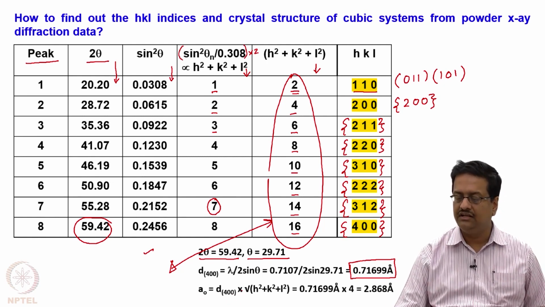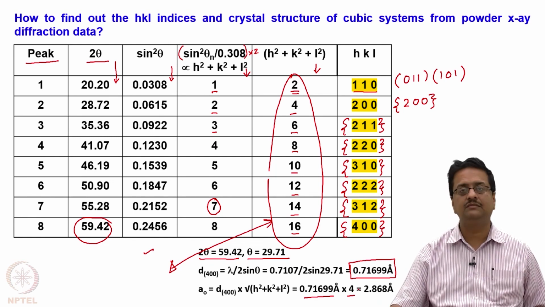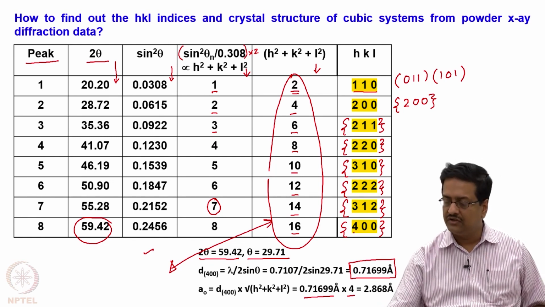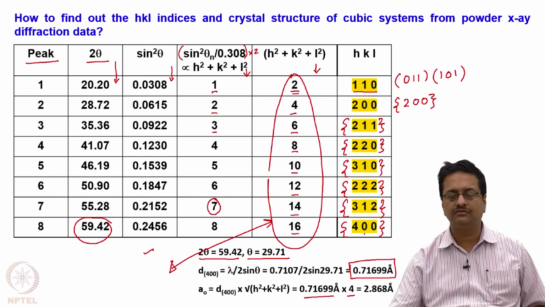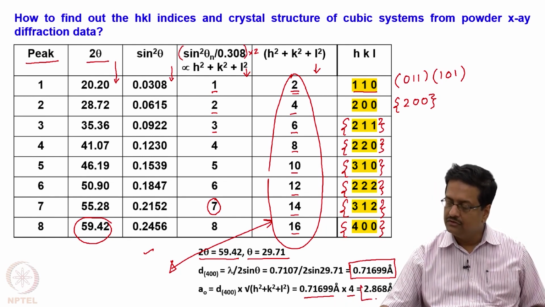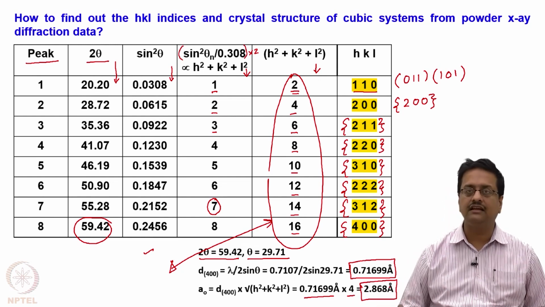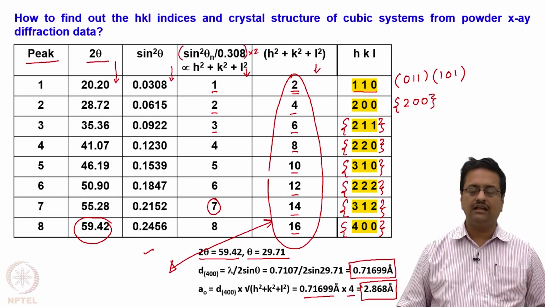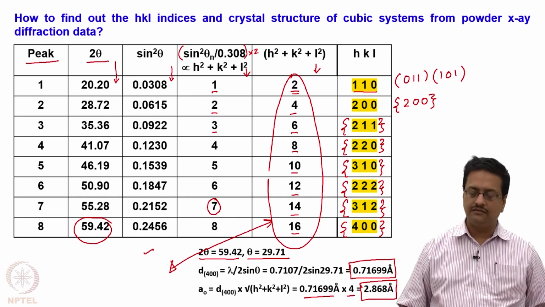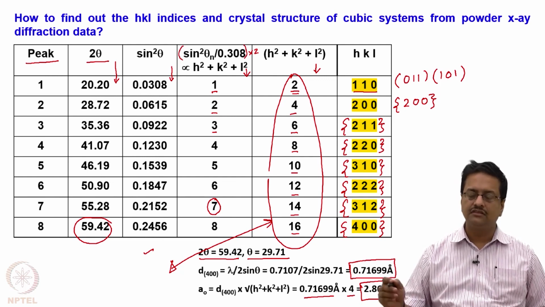A0 equal to D into square root of H square plus K square plus L square. So we multiply D with square root of H square plus K square plus L square, which is 4, because here HKL is 400, so 400 square is 16 and square root of that is 4. So A0 can be calculated as 2.868 angstrom. So this is how one can calculate the lattice parameter and identify the lattice centering of cubic systems.